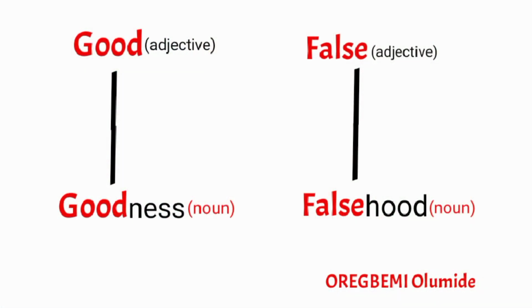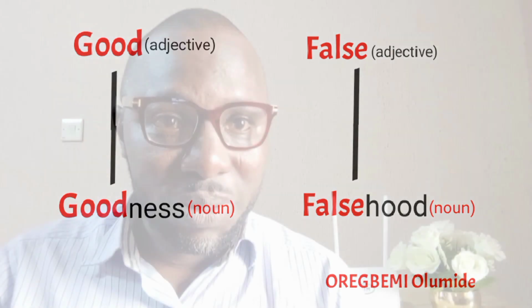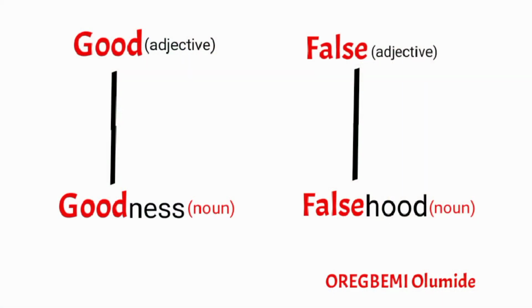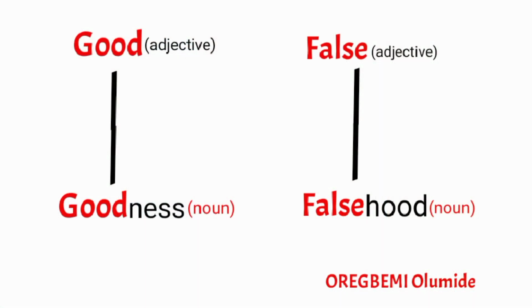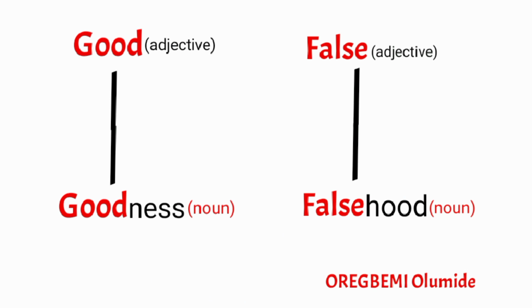Now, number two, let's look at adjectives that take suffixes to make them nouns. The first one we'll look at is good. Good is an adjective, and we can nominalize it to a noun. What do we need to nominalize good to a noun? We just need the letters NESS, and it becomes goodness. Good is an adjective and goodness is a noun. For example, I have enjoyed the goodness of God. I've enjoyed the goodness of grace. In that sense, we have nominalized the adjective good to goodness.